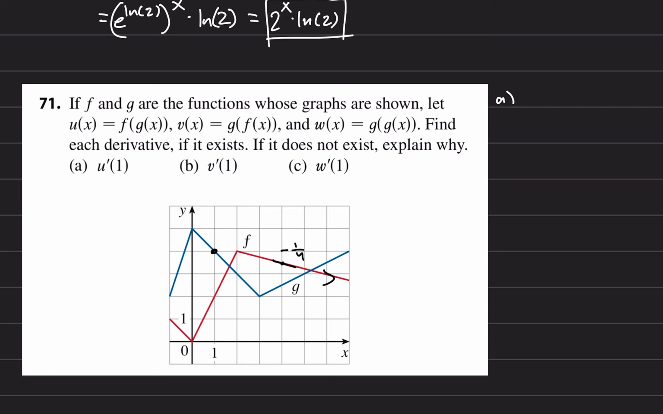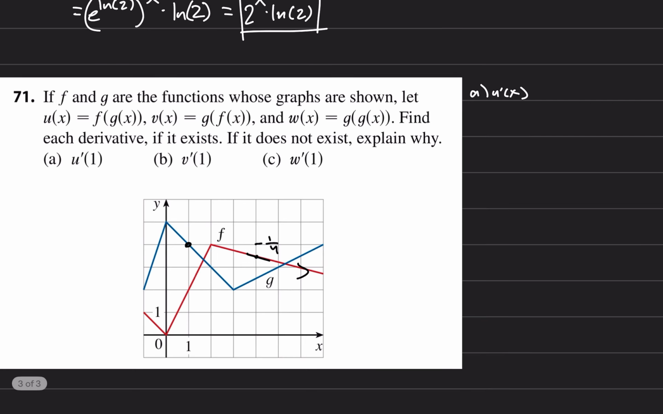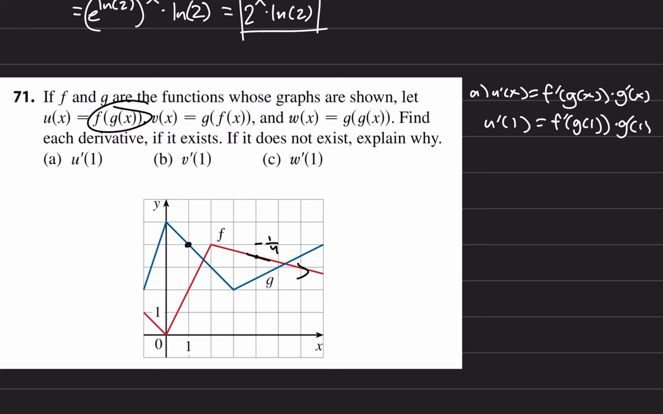Find each derivative if it exists, and if it doesn't exist, explain why. Alright, so part A is asking for u prime of 1. So first we need to find u prime of x. From the chain rule, we know that is, right, just classic chain rule, f prime of g of x times g prime of x. Okay, now we're going to find u prime of 1. And that's going to be equal to f prime of g of 1 times g prime of 1. Alright?